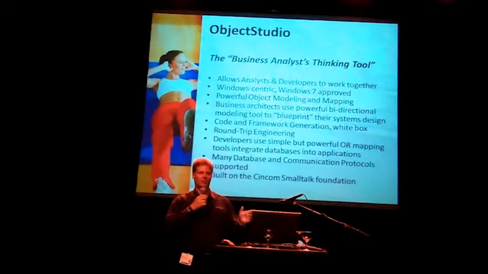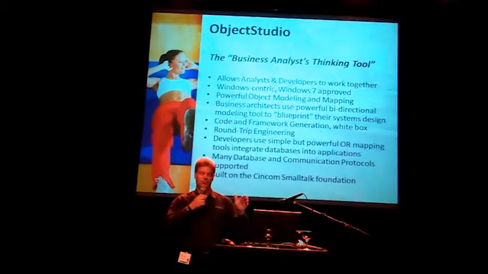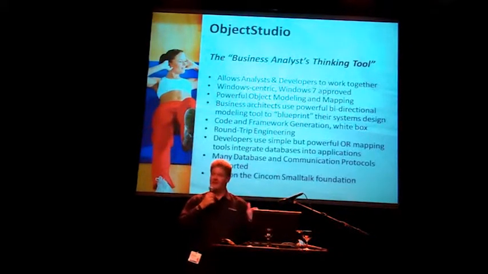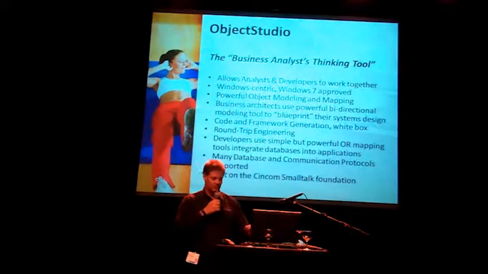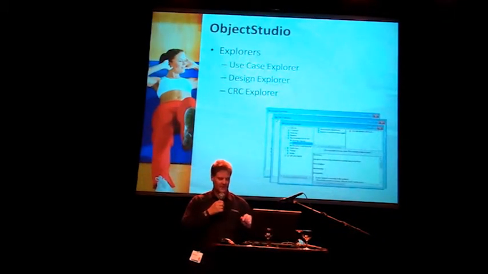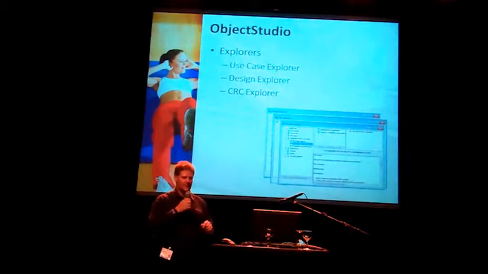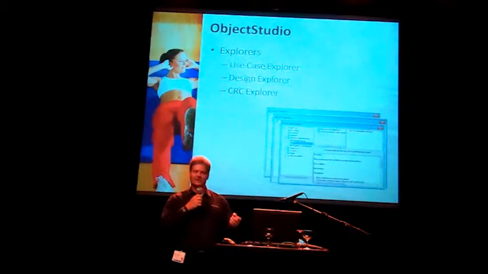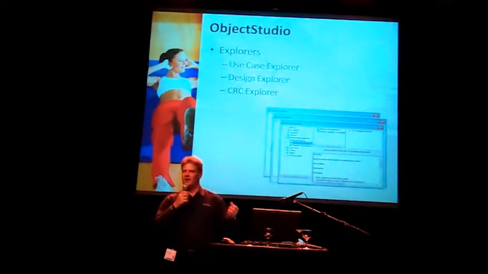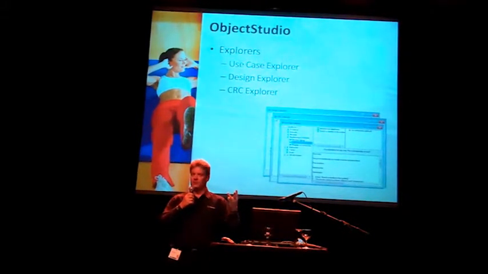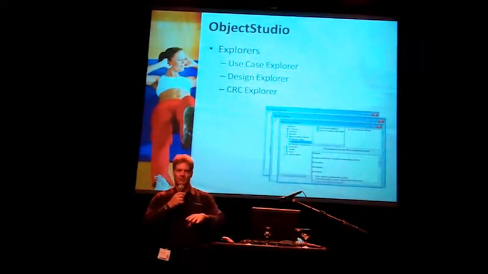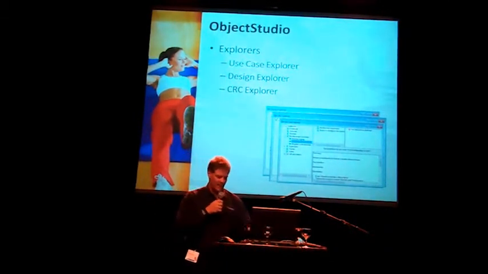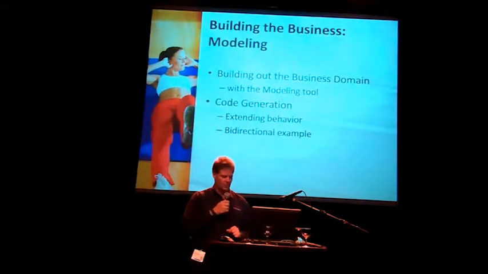The object relational mapping tools will also do database creation and can be used in a number of ways that I'll talk about in a minute. A lot of databases and communication protocols are supported, and I mentioned this is built on the Foundation platform. Object Studio has a number of explorers in it. You're going to see some of those explorers, like a use case explorer, design explorer. There's others like the CRC explorer, which stands for classes, responsibilities, collaborators, which is supported by some of the methodologies. There's a lot of different tools to support a number of different ways of doing things, and you can pick and choose what you want to use.